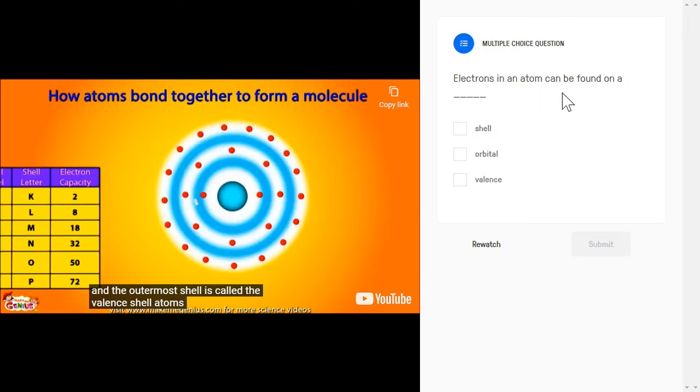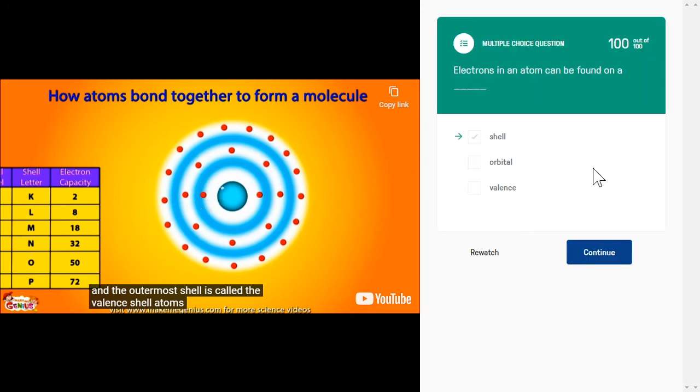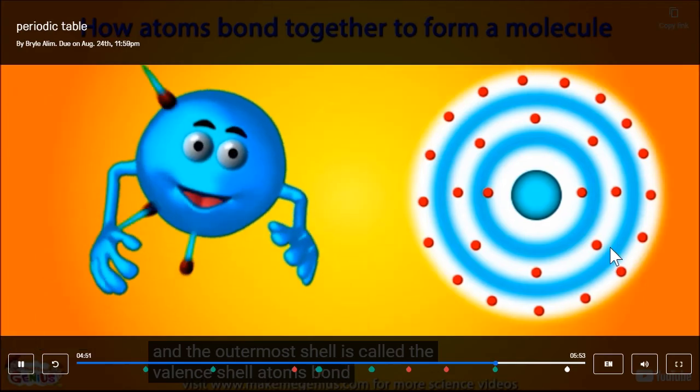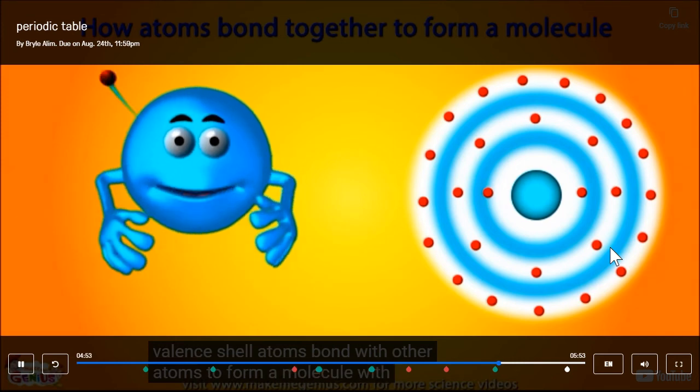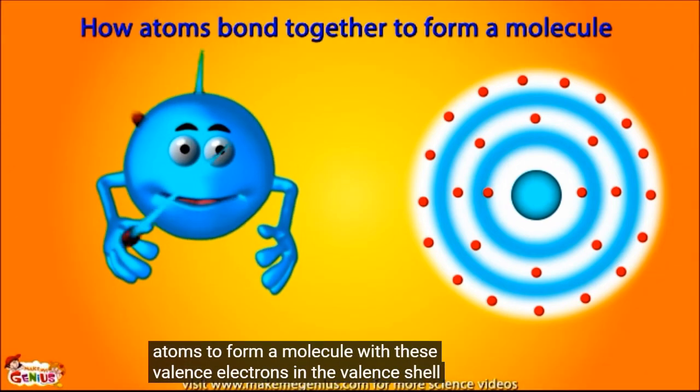An electron in an atom can be found in a shell, and the outermost one we call the valence shell. Remember, a shell is the region, a place where your electrons can be found, not an orbital, because orbiting is the process of moving around your nucleus. Next, atoms bond with other atoms to form a molecule with these valence electrons in the valence shell.